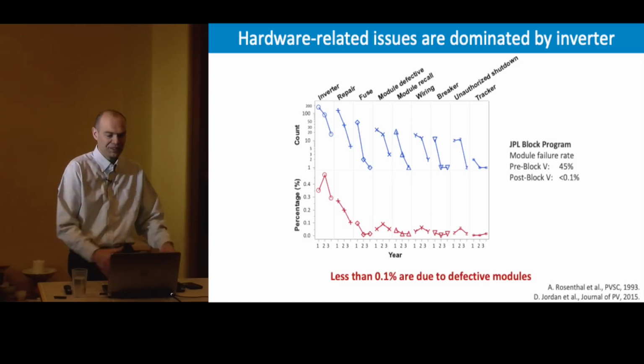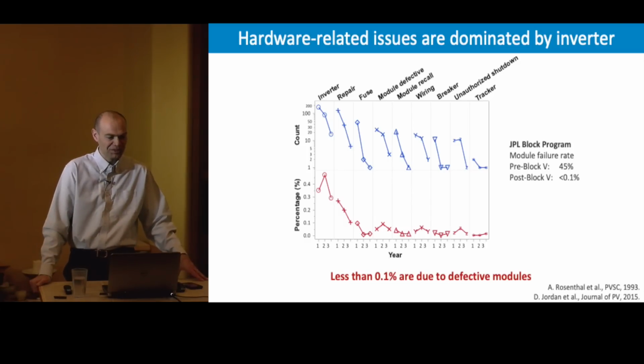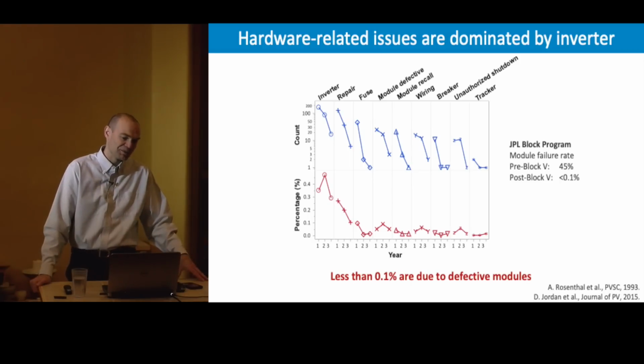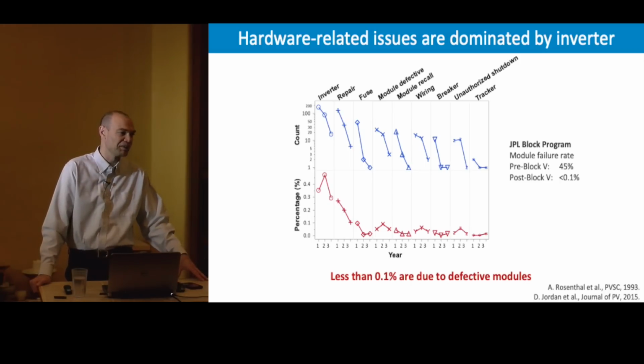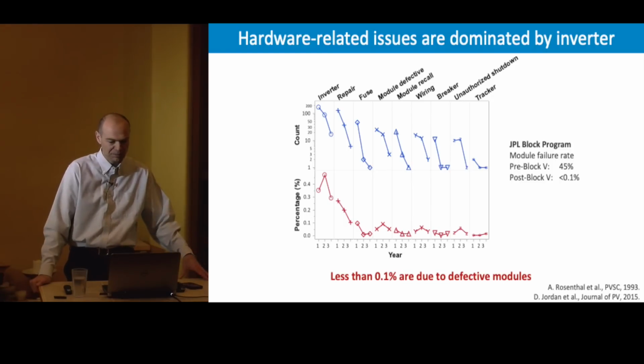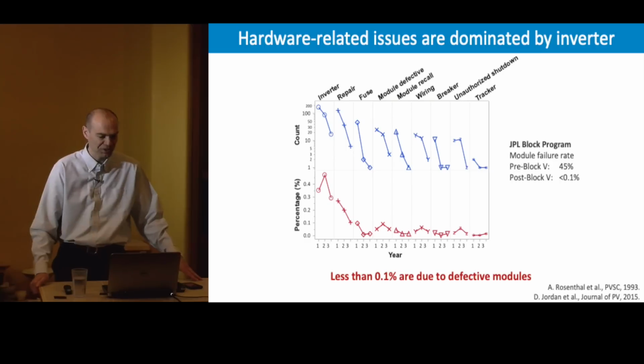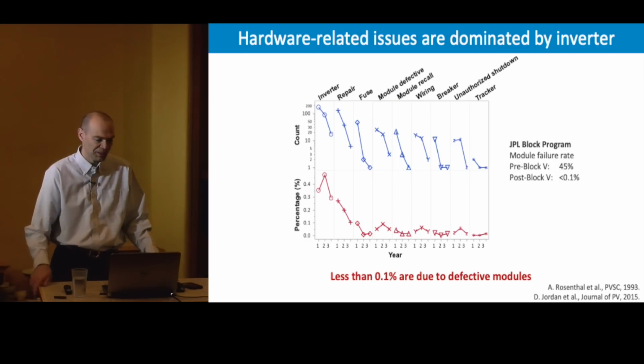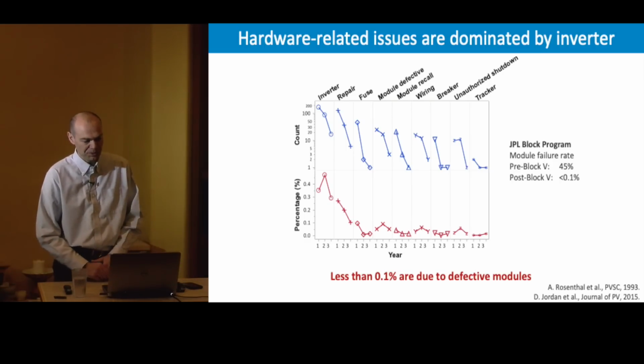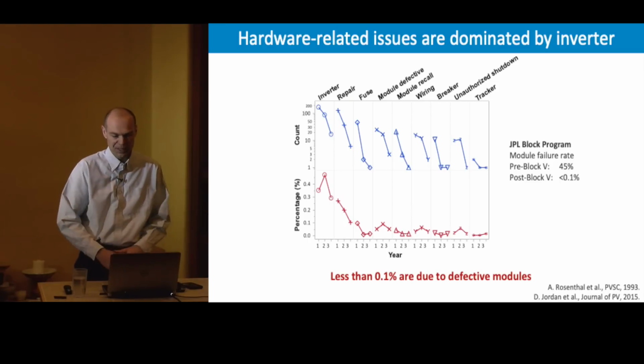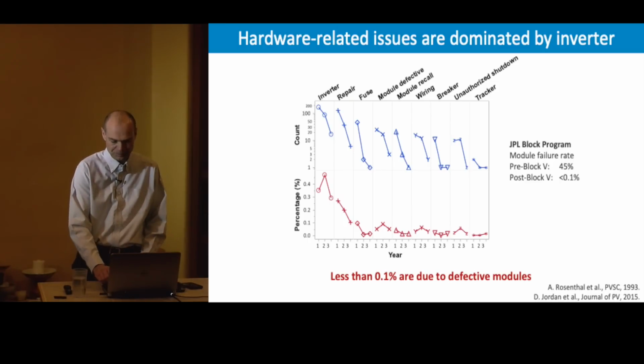But they also had to provide comments as to the performance, and so we looked at this in terms of hardware, and the leading cause for problems on the hardware side were inverters. Then came other repairs, fuses, and modules. Defective modules were actually very low. We saw only 0.1%, and that's consistent with the number we had in that other study.